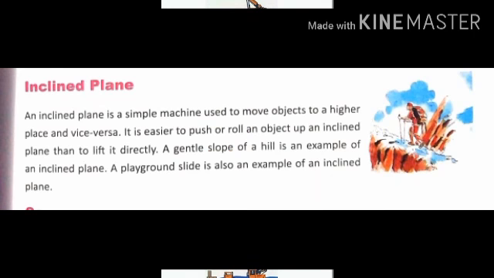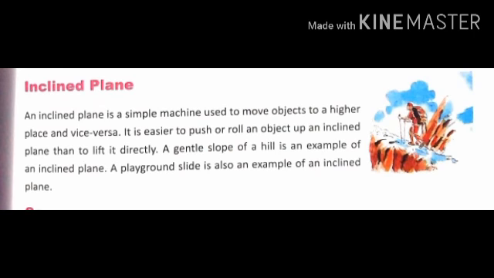Next is inclined plane. An inclined plane is a simple machine used to move objects to a higher place and vice versa. It is easier to push or roll an object up an inclined plane than to lift it directly. A gentle slope of a hill is an example of an inclined plane. A playground slide is also an example of an inclined plane.